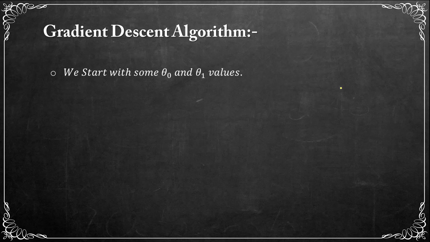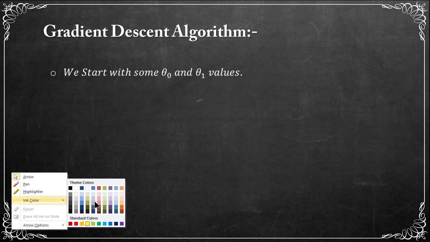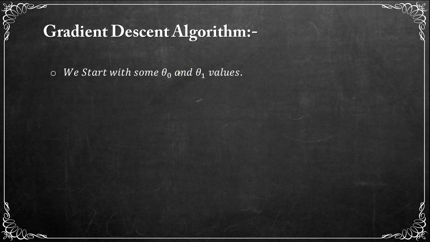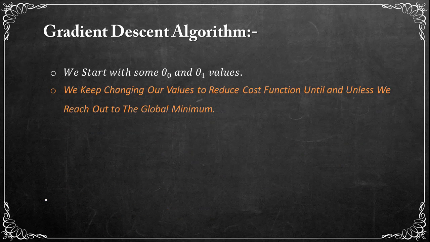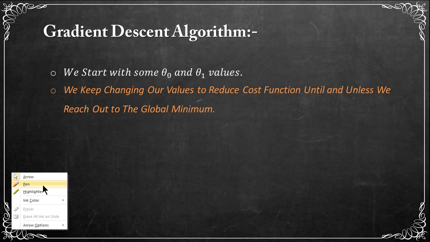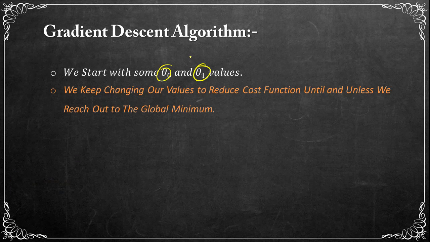It starts with some values of theta 0 and theta 1, which are the parameters of our linear regression, and it keeps changing those values to reduce our cost function until we reach the global minimum.